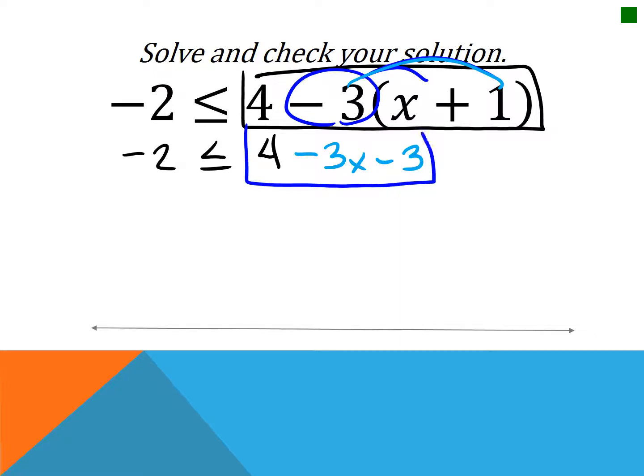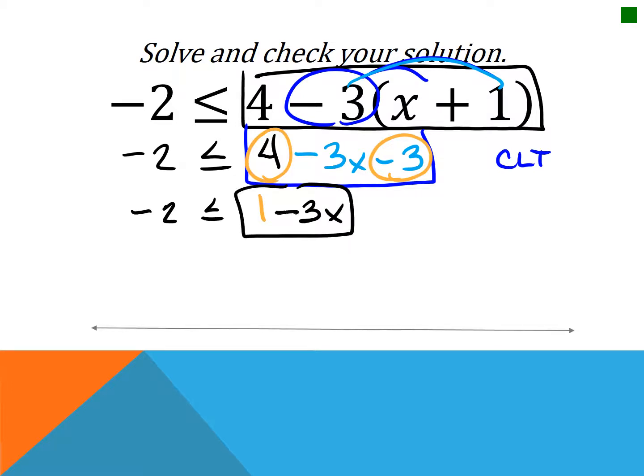On this side, I'm going to combine like terms. So I'm going to leave the negative 2 is less than or equal to 4. Whoops, no, Mrs. Evans, look. 4 and negative 3 are like terms. So 4 minus 3 is 1, and then I still have minus 3x.